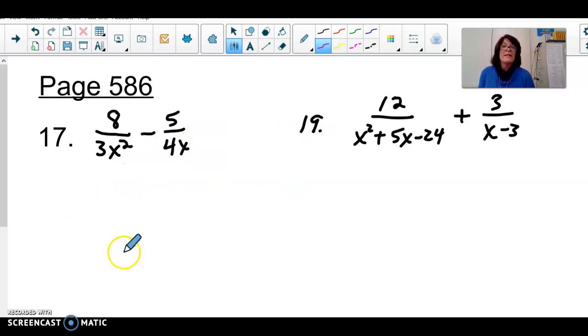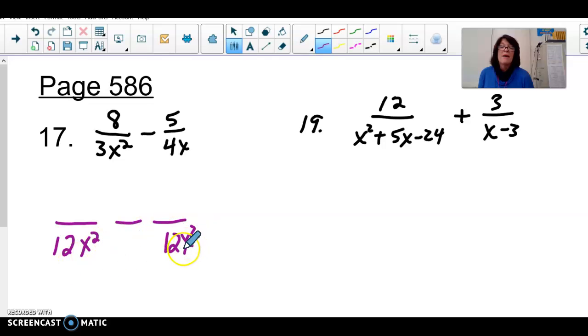We're adding and subtracting. Just like when we add and subtract fractions, you need a common denominator. So looking here, our common denominator, I'm thinking of something that 3 and 4 both go into, which would be 12. I'm thinking of something that x and x squared both go into, which would be x squared. So I would like my new denominators to be the same. I want them both to be 12x squared.